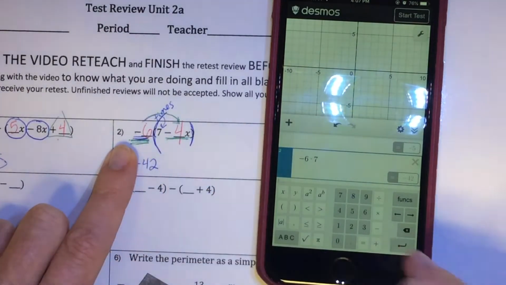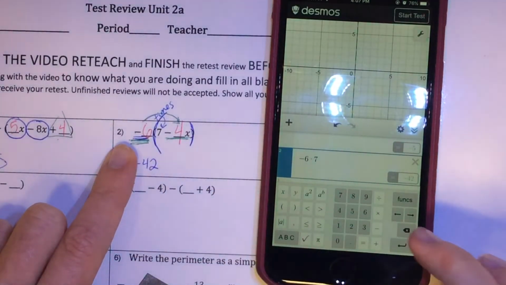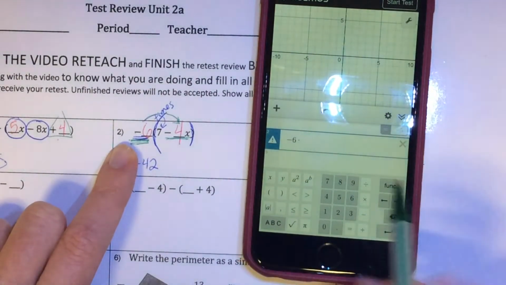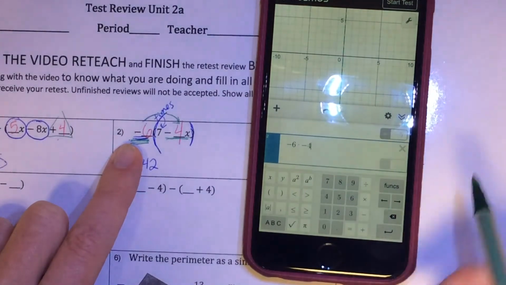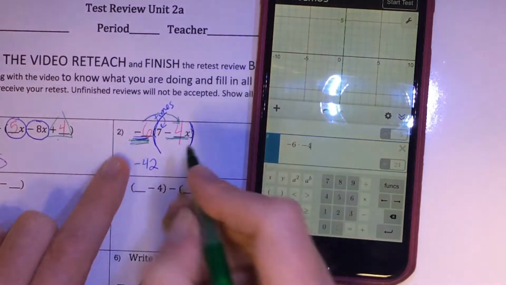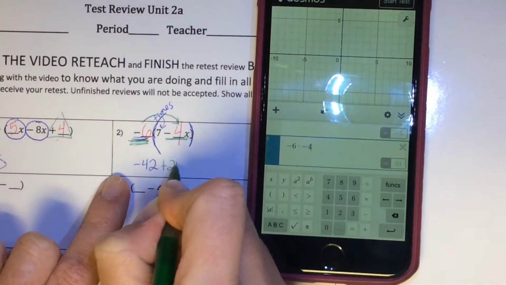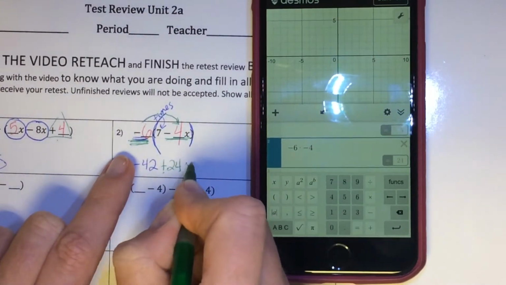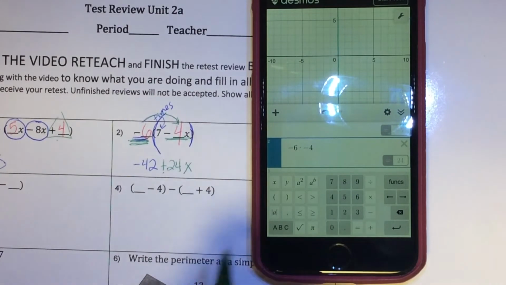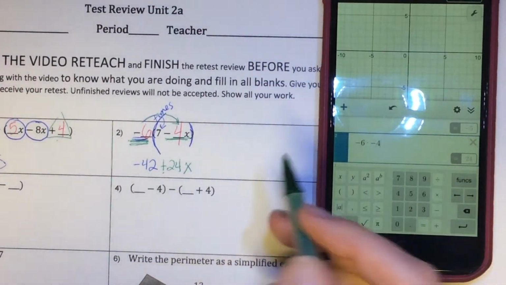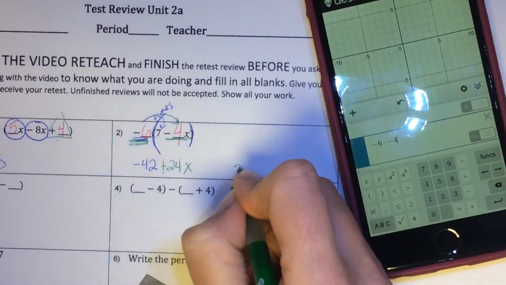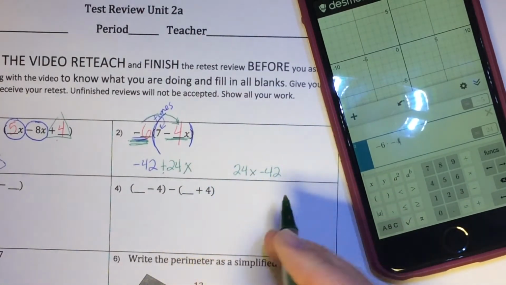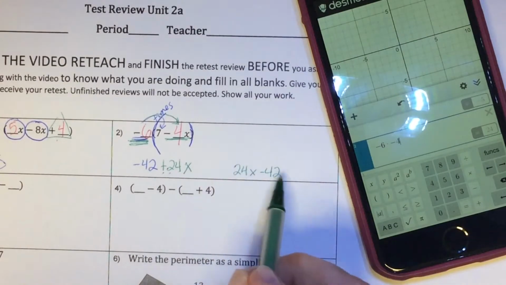-6 times -4. Since this is a test, you want to make sure you're doing it right, so you can type it in to make sure that you know what you're doing. -6 times a -4 will give you a +24. +24x, and I put that plus sign there to separate our terms. There's your answer. I would also accept the answer written with your x's first, 24x minus 42. Both of these answers will be full credit.